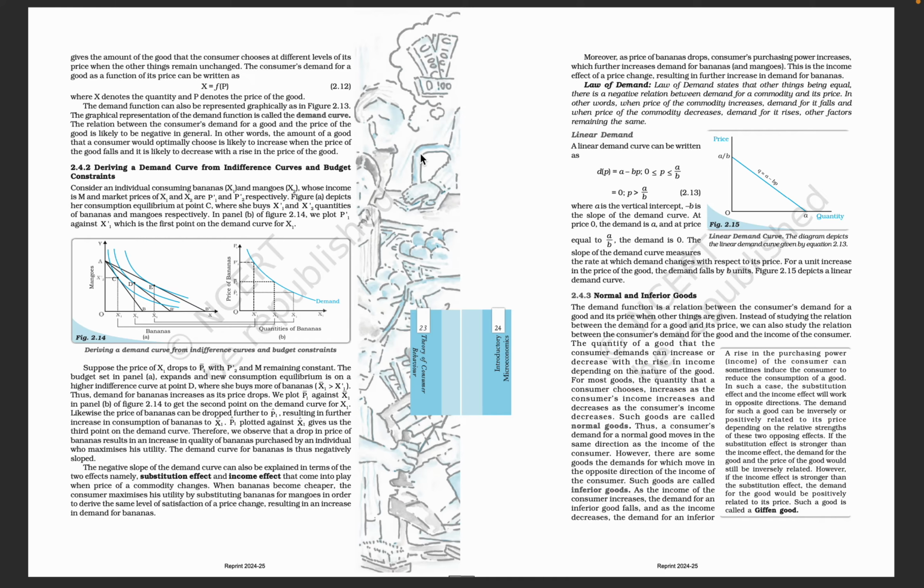Law of demand. The law of demand states that, other things being equal, there is a negative relation between demand for a commodity and its price. In other words, when the price of the commodity increases, demand for it falls, and when the price of the commodity decreases, demand for it rises, other factors remaining the same.